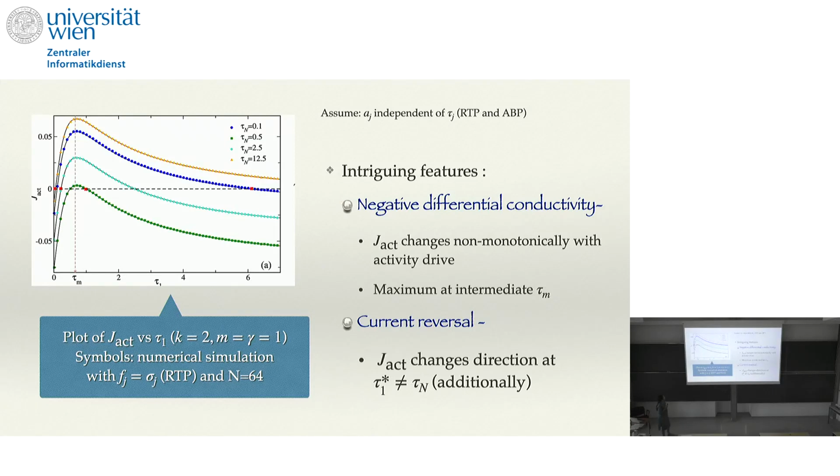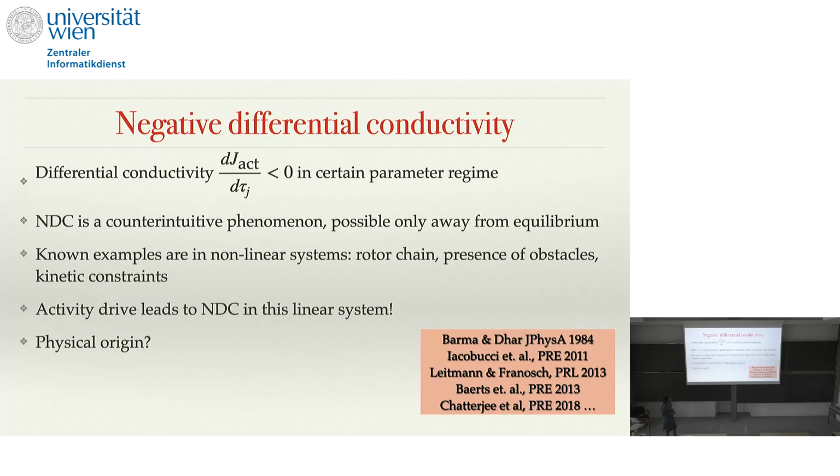And another thing is that you see that the current also reverses direction. So at a certain value, tau1 star, which is not equal to tau n, it reverses direction. These red points are those non-trivial current reversal points. Of course, at tau1 equal to tau n, we expect a current reversal. But this is another value where the current seems to reverse the direction. We haven't seen these two in the thermal driven case, particularly keeping in mind that this system is completely linear. So these are intriguing features which come from the activity driven chain.